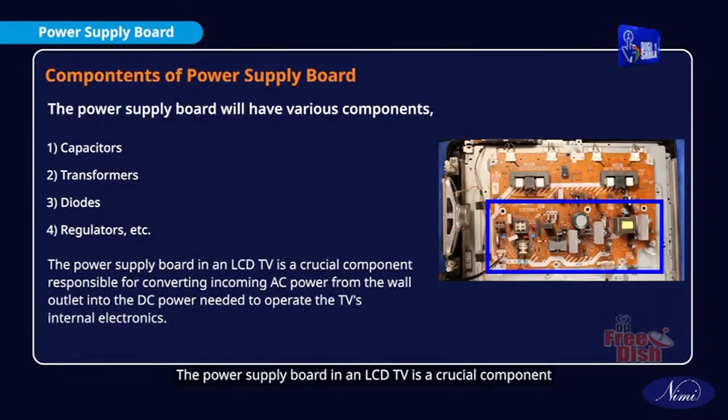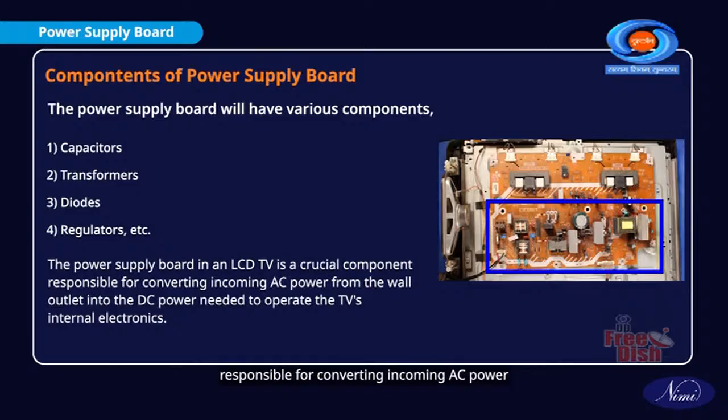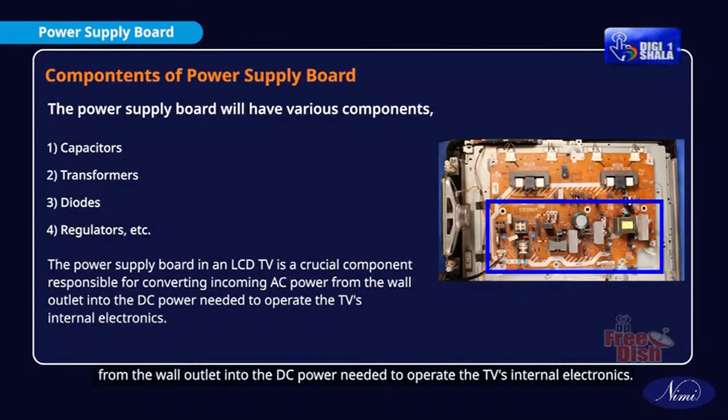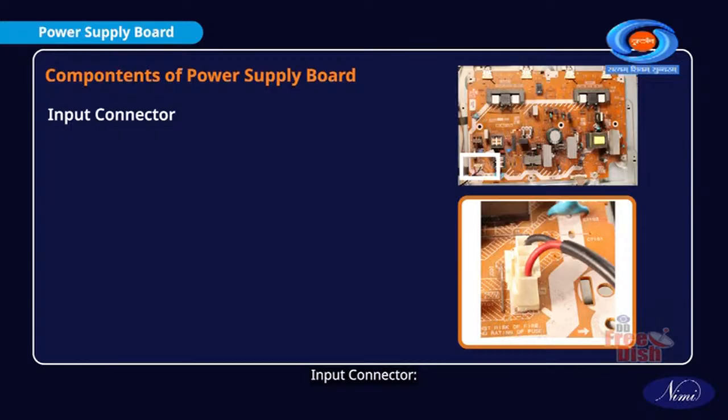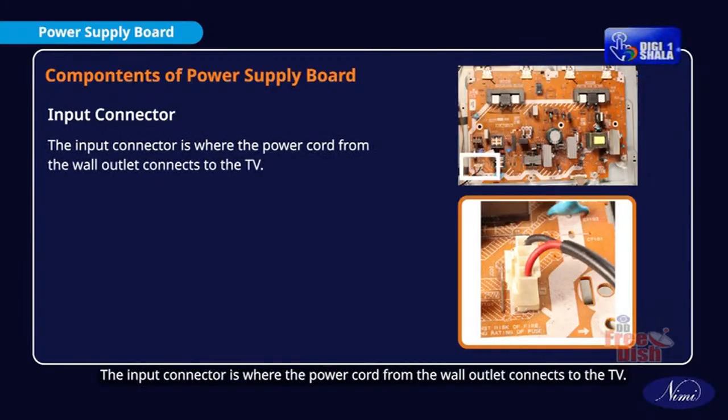The power supply board in an LCD TV is a crucial component responsible for converting incoming AC power from the wall outlet into the DC power needed to operate the TV's internal electronics. Input connector. The input connector is where the power cord from the wall outlet connects to the TV.